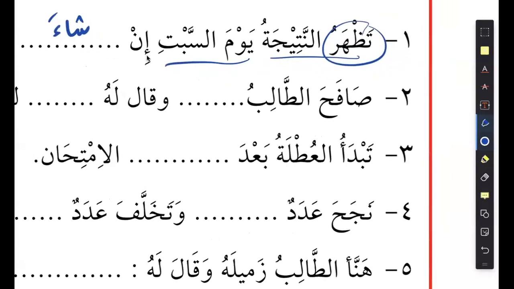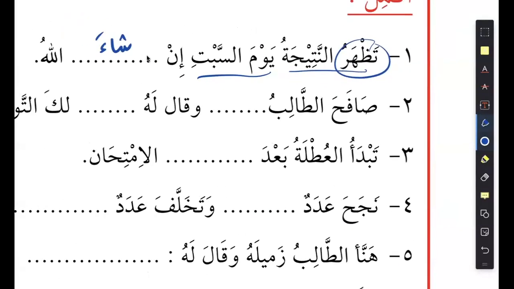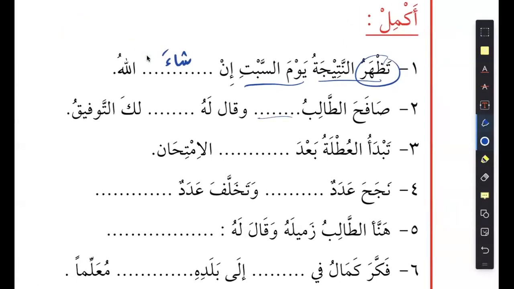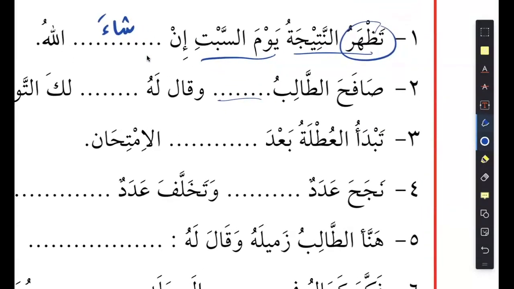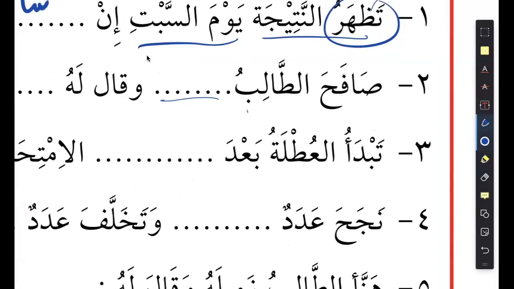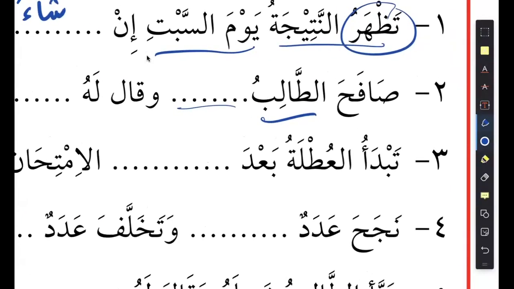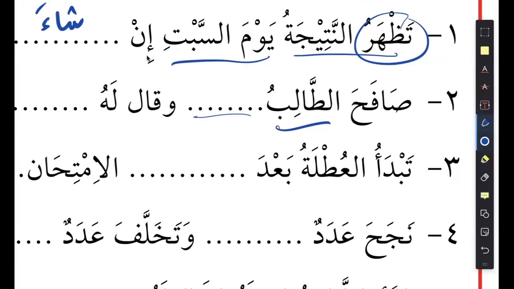Then we have صافح الطالب, and then وقال له. Now, you can say صافح الطالب. صافح means to shake hands, so you need someone else to shake hands with. So the student shook hands with who? You can give a name, or you can also say زميله. Okay, he shook his friend's hand.